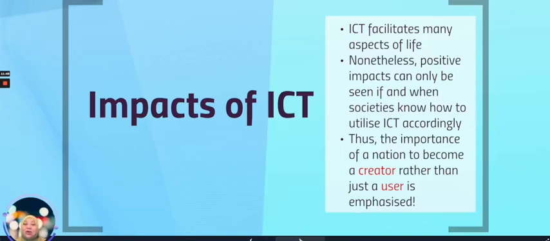So that's content creator. For a nation to prosper in terms of the impact of its ICT, it is important for the nation to become a creator. You create something. Content creator is one of them, rather than just a user. So very, very critical. Now this is when we talk about creating content, or becoming a content creator.